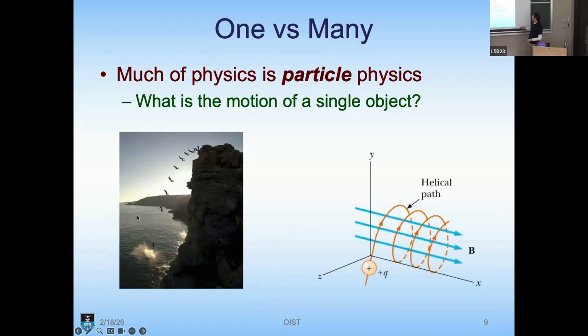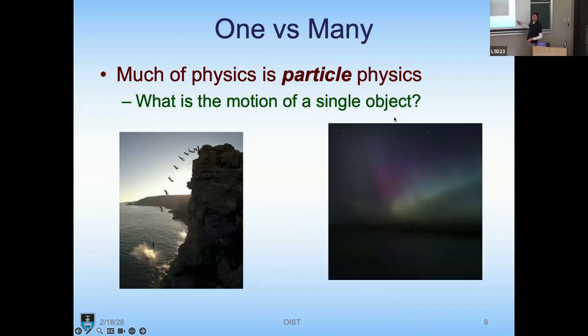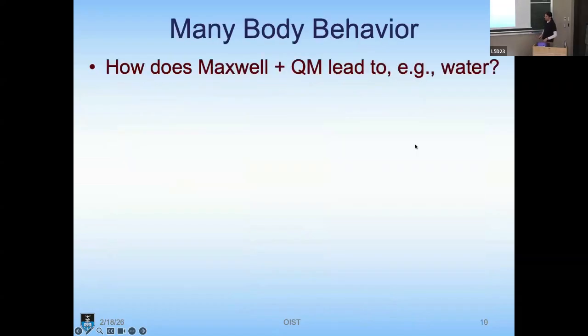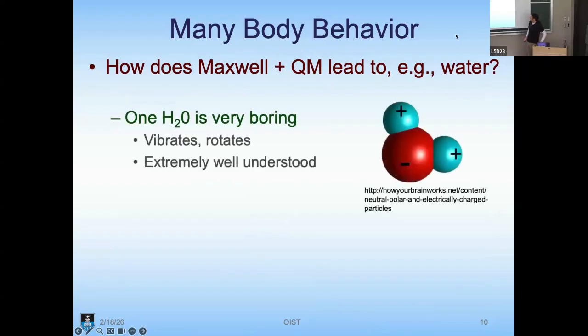And this is also true for charged matter. So for example, if I have some charged particle in an electric or a magnetic field, then there's some helical motion. And we can see this explicitly in the Northern Lights, for example. All right. Now, how does our extremely precise, extremely good understanding of particle physics, of the dynamics of a single particle, manifest into the properties when we get a lot of that matter together? So for example, how do the fundamental equations of electromagnetism, Maxwell's equations, and quantum mechanics lead to the properties of water? Because a single H2O molecule is very boring. It vibrates, it rotates. It's very, very well understood.